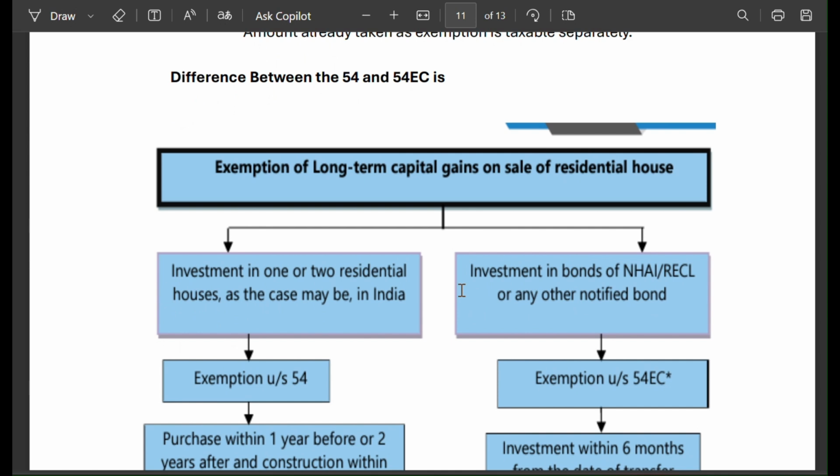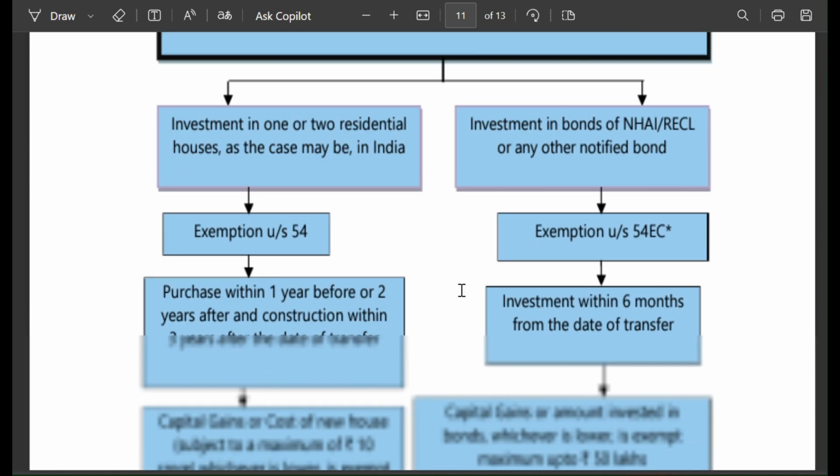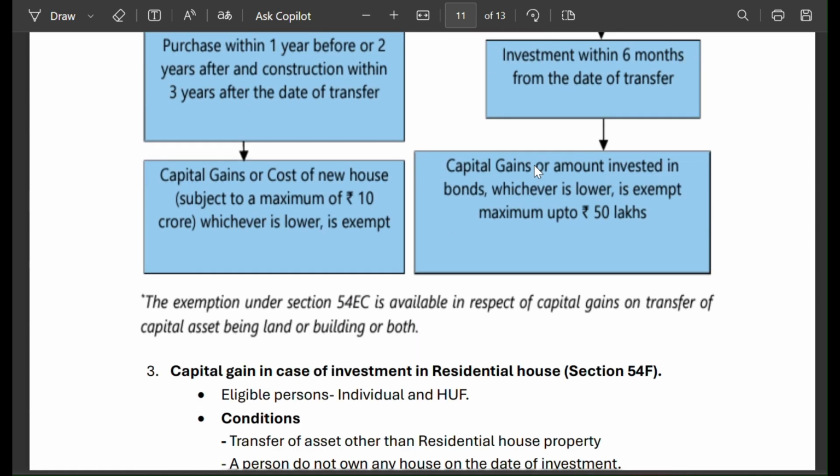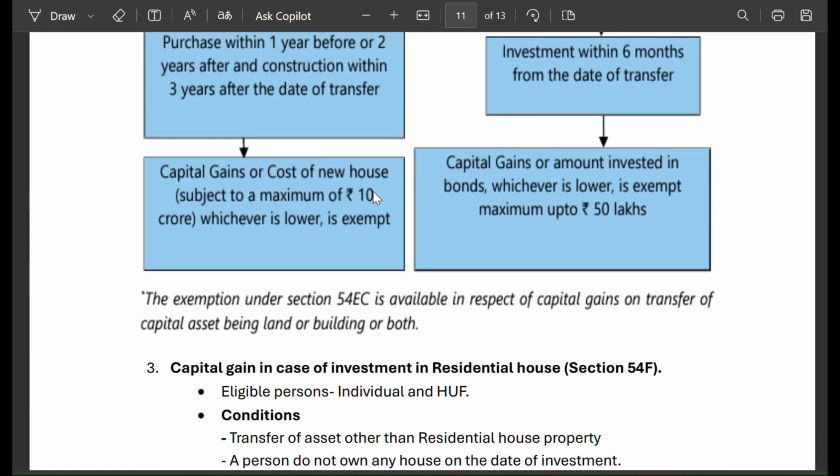So identify the difference between 54 and 54EC. In 54, you should purchase a residential house property. In 54EC, you should purchase the specific bonds. The holding period is also different, and the purchase period is also different. Here, you purchase within 1 year or 2 years. But here, you should invest within 6 months of transfer only. And the maximum amount of deduction is different. Here 10 crores, here only 50 lakhs.